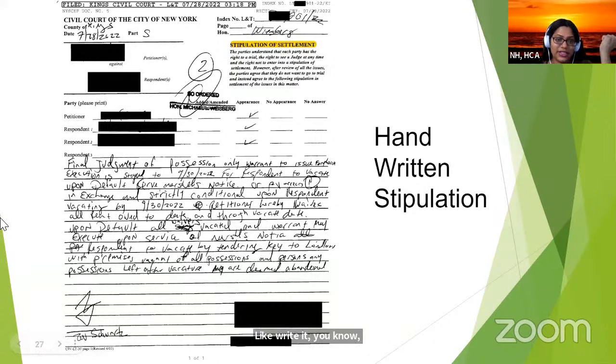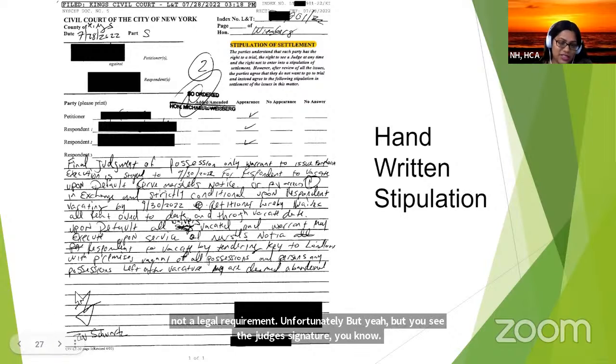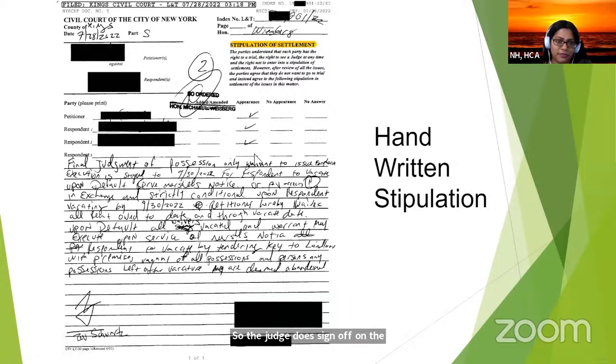So it'll say stipulation of settlement, and then all the conditions that you agreed to. But again, you just have to really look through it sometimes to see what exactly it's saying, because unfortunately, having legible handwriting is not a legal requirement. But you see the judge's signature, so the judge does sign off on the stipulation. So otherwise it is the legal order. Remember here, there's a stamp and stuff, and then both parties also sign off on it.